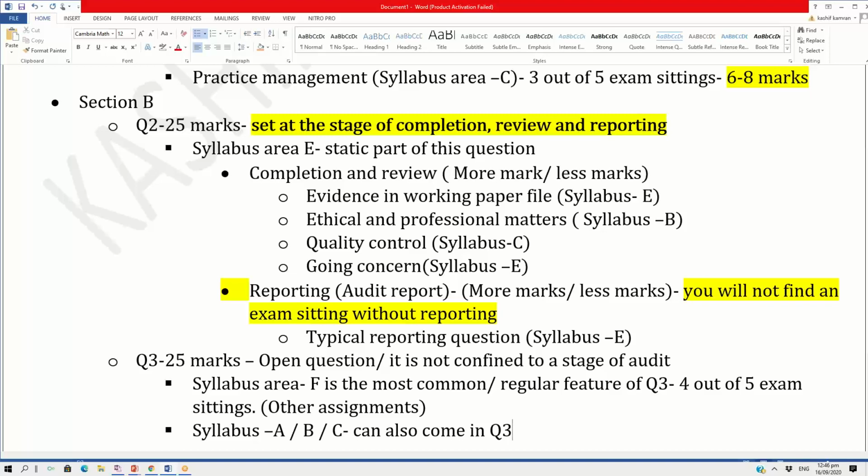So can there be a miss of syllabus area F? Yes, because it says 4 out of 5 exam settings. So 4 out of 5 means there might be a chance that syllabus area F will not come in your exam setting. But at least, if you have seen this analysis in the last 40 minutes, you have a predictable track of the AAA paper. You have a predictable track of questions 1, 2, and 3. You have a predictable track of the syllabus connecting with the paper, which might really help you when you're preparing yourself for the AAA exams.